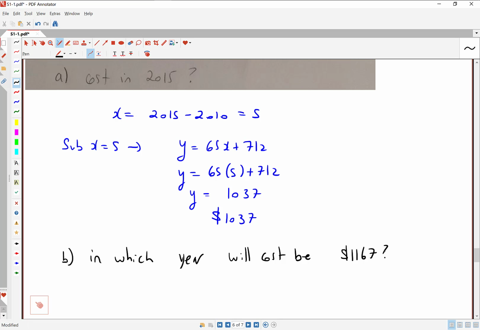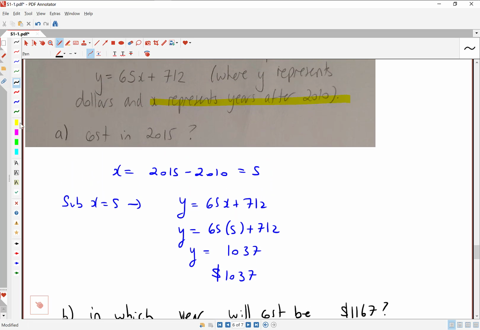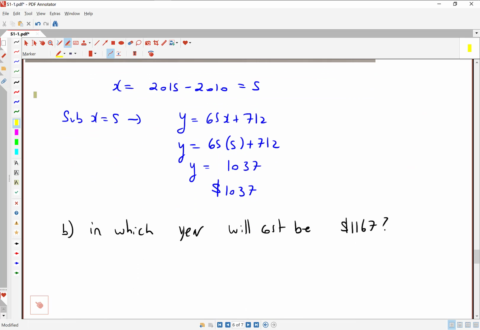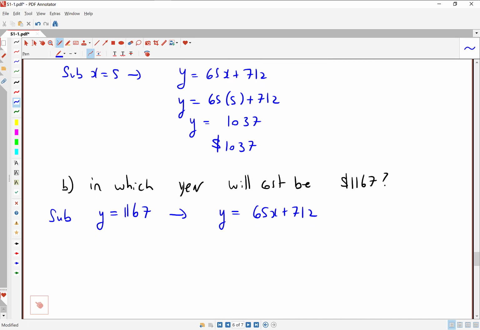So in part B, let's ask, in which year will the cost be $1,167. Well, remember we're told in the question that y represents dollars and x represents the number of years after 2010. So if it's a dollar value that we're given, then this is like saying it's a y value that we're given and it's x that we want to solve for. So we're going to sub y equal 1167, put that into the equation for our line, which is the equation given in the question. y is 65x plus 712.